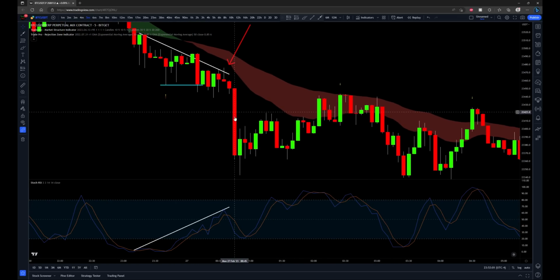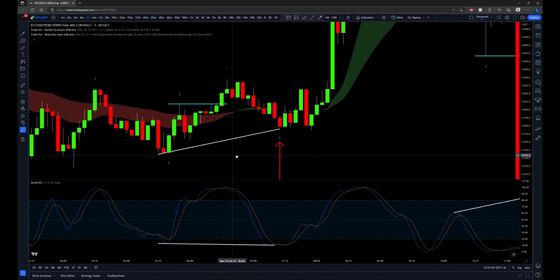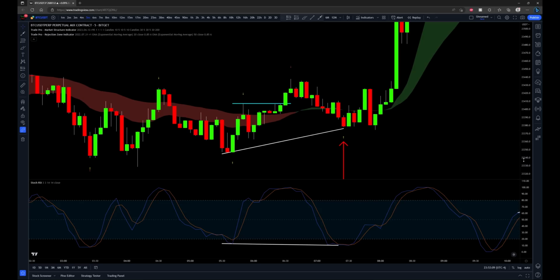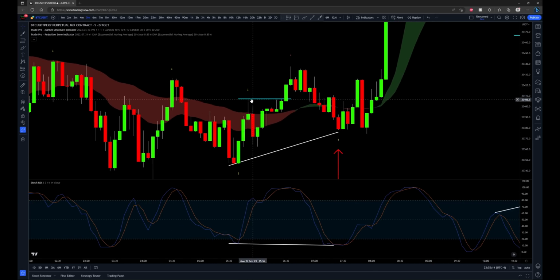That's it. We're looking for one more move to the downside, and that is the trade. So we're out of that, and then we can look for the next setup. We're only looking for one setup per trend shift. So next trend shift, we have a bullish market structure break. We have a green cloud flip here, and we get hidden bullish divergence.